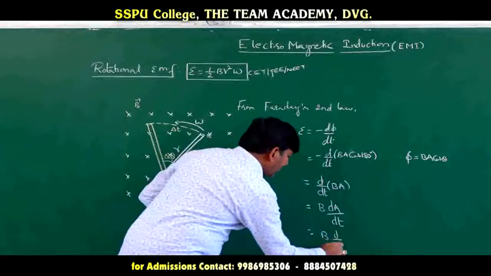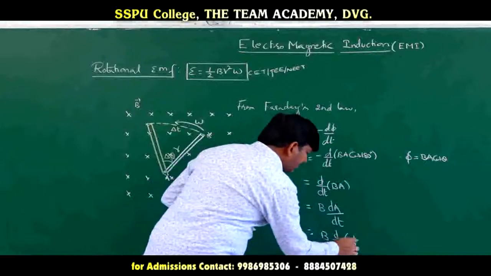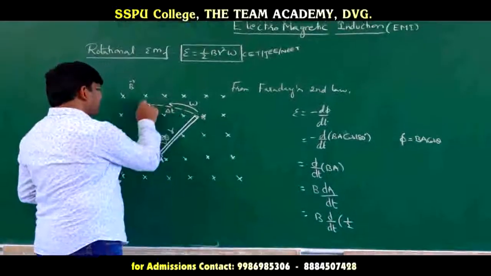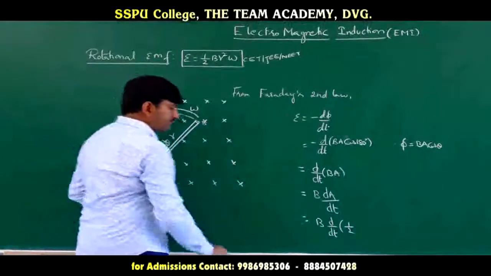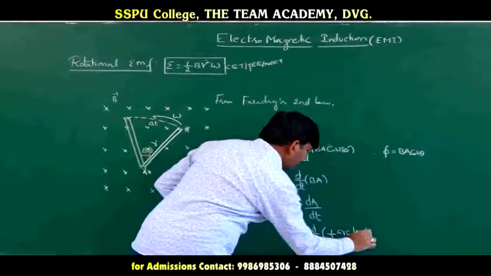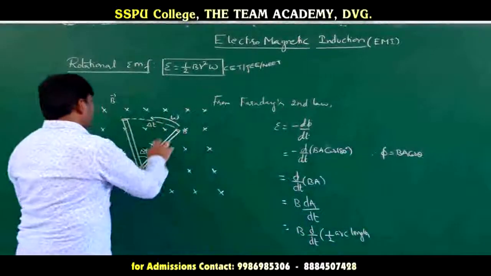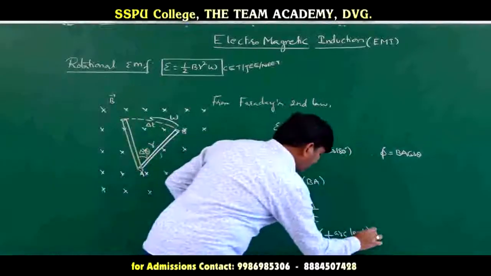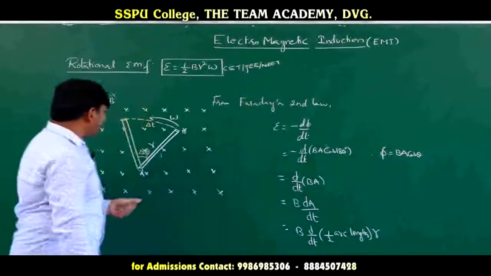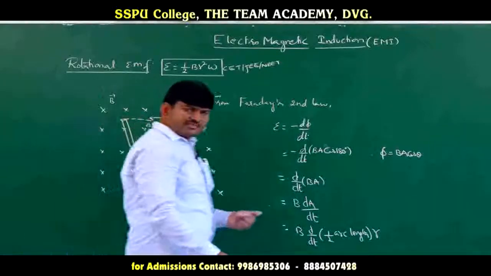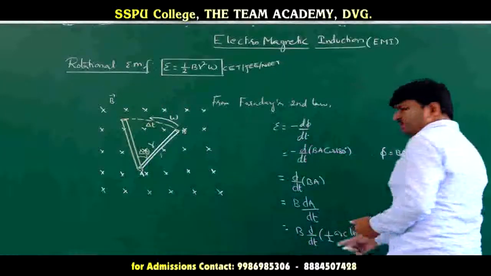d by dt of area of sector, that is area of triangle, half into base into height. This is base length, nothing but arc length, half into arc length into height. Height is nothing but length of the rod, which is taken as r into r. So what is arc length? Arc length is nothing but r into delta theta. According to mathematics we studied, arc length is nothing but r theta.